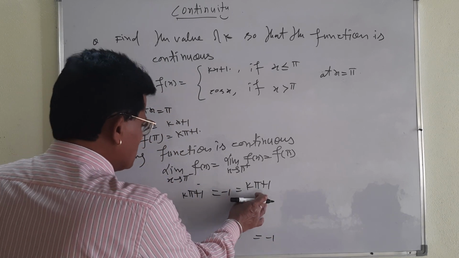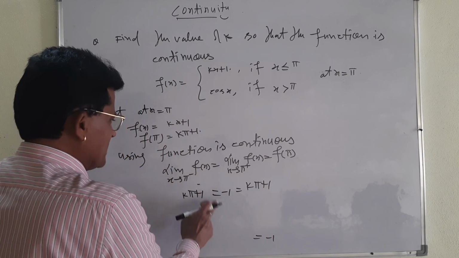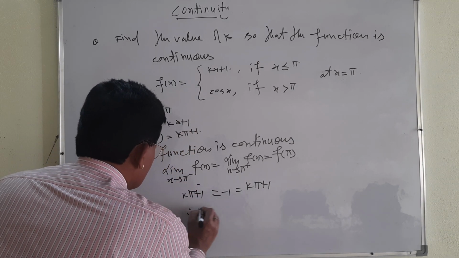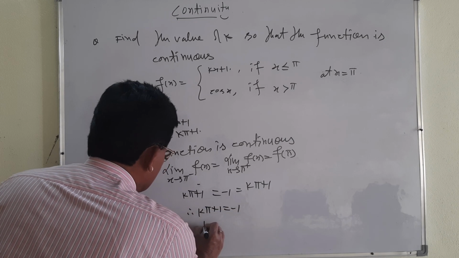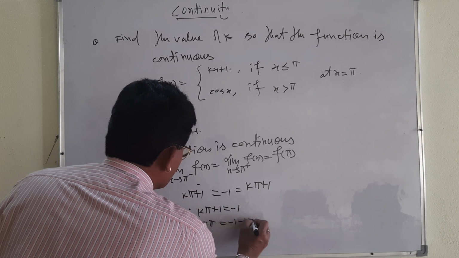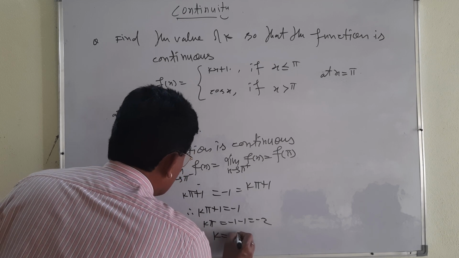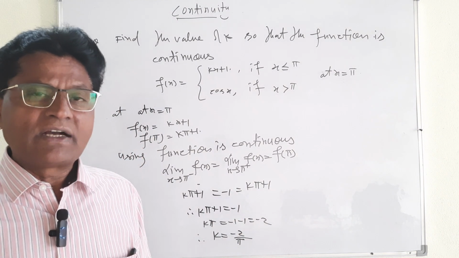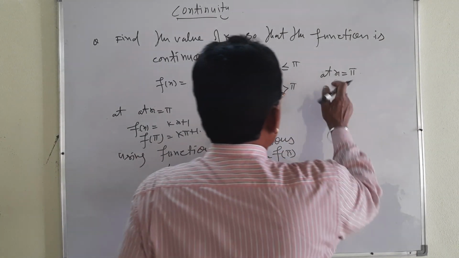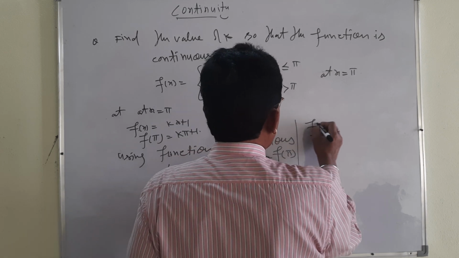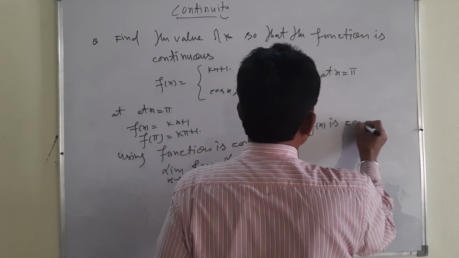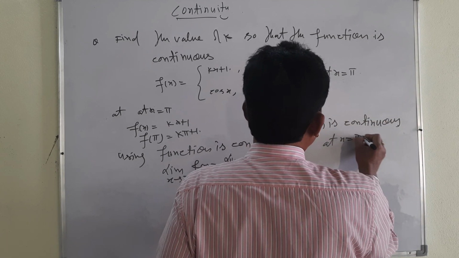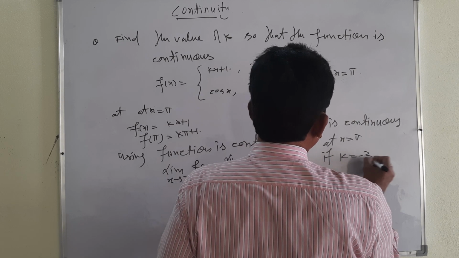This one will be equal to this one. You take k pi plus 1 is equal to minus 1, and k pi will be equal to minus 1 minus 1, that is minus 2, and k will be equal to minus 2 by pi. If k is equal to minus 2 by pi, then the function is continuous at what point? Pi. So the function is continuous at x is equal to pi if k is equal to minus 2 by pi.